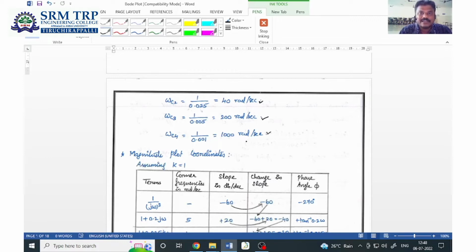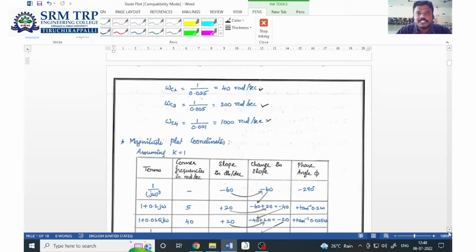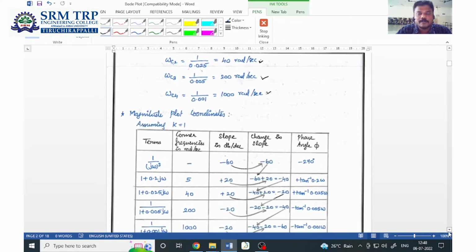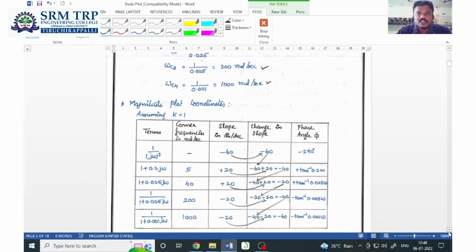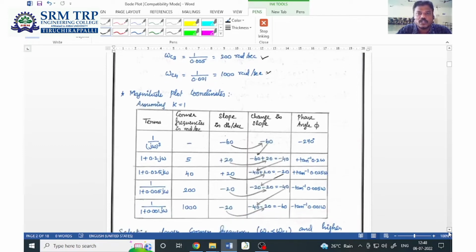Then the second major step is to determine the magnitude plot coordinates. For that we need to form a table that contains the corner frequency of each term, the slope of each term, the slope change of each term, and the phase angle contributed by each term in the transfer function. Before that, we need to assume the given gain in the system, K, is equal to 1. With this assumption we have to fill out the table.